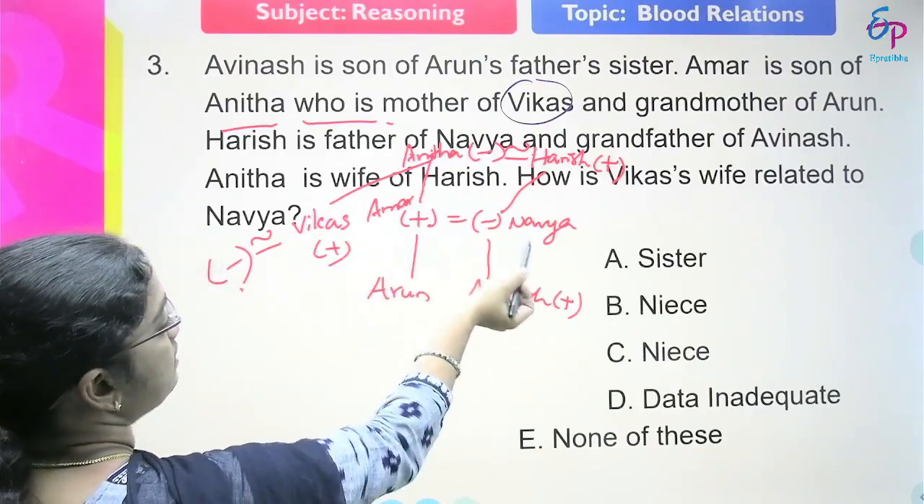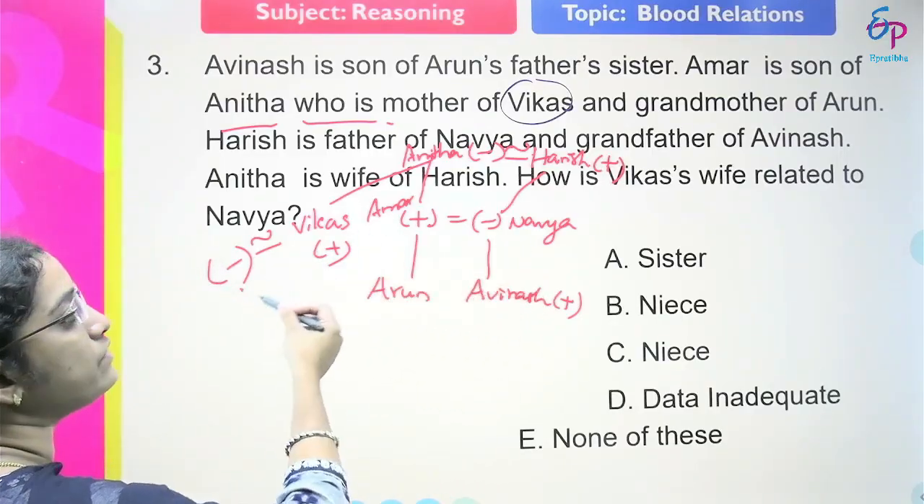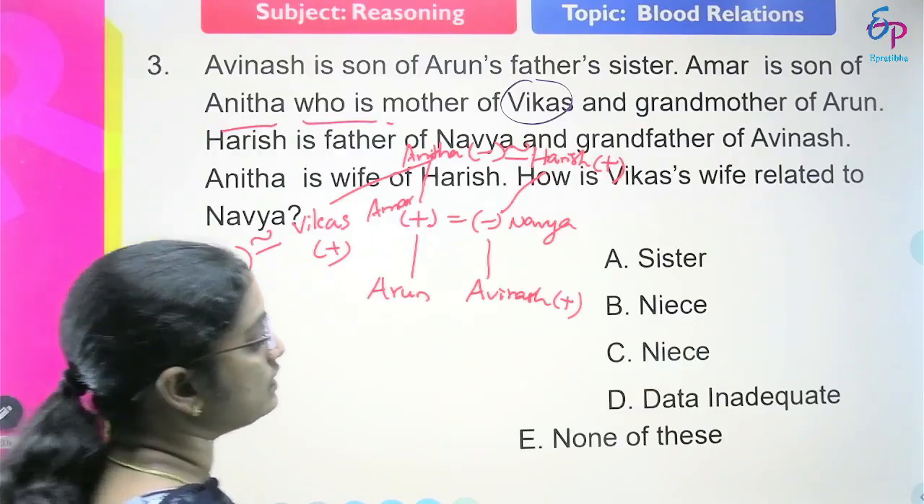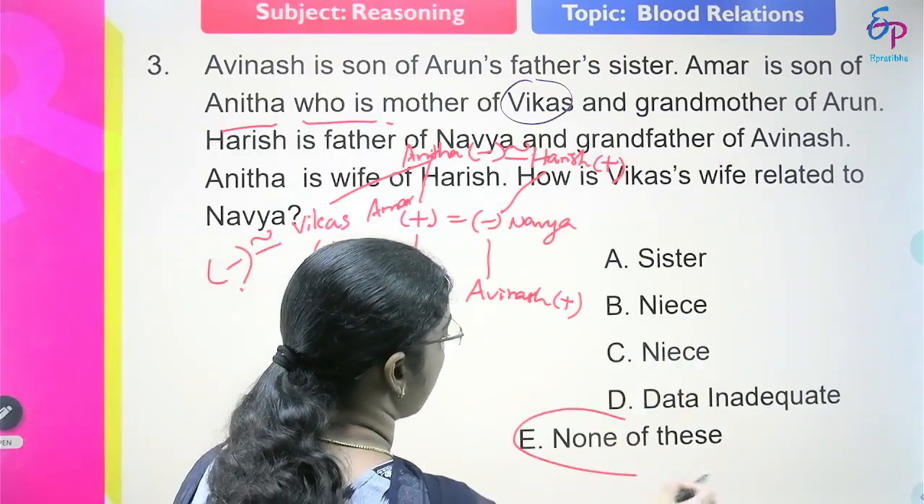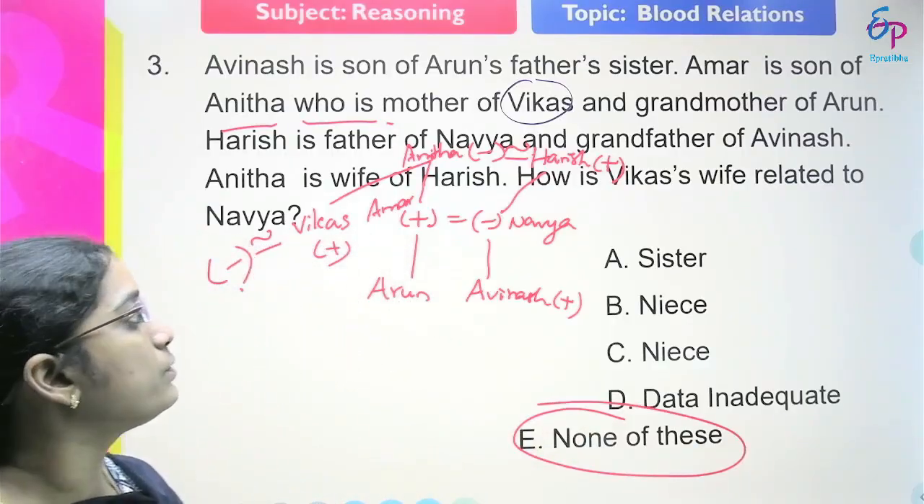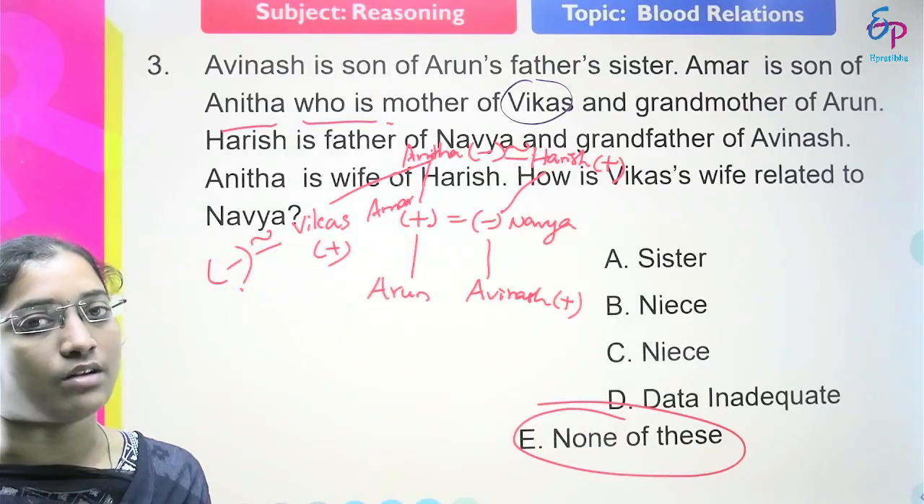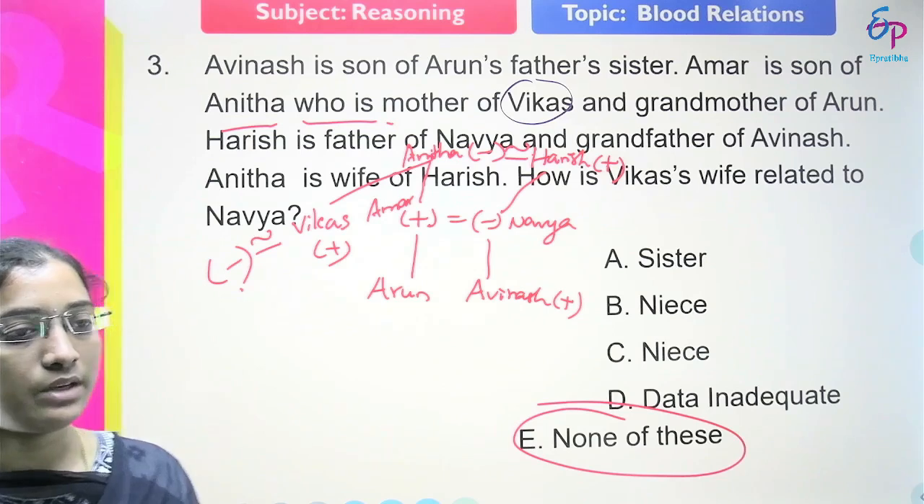So Vikas is brother of Navya, so brother's wife is a sister-in-law, right? But we are not having that answer in our options, so our answer is none of these, friends. Okay, so brother's wife is sister-in-law. Okay, that is the answer. Then move to next question.